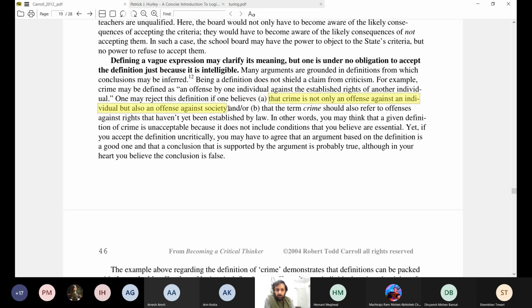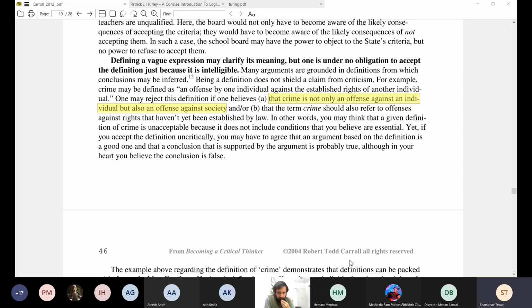Can you think, why would somebody believe this? Why would somebody want to reject the definition because of this clause? Sir, in clause B, you are saying, yeah? Clause A. I'm talking about B. Got it. Society rather than individual. Shambhav, did you want to come in again?